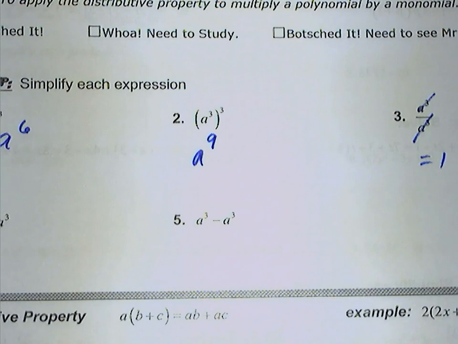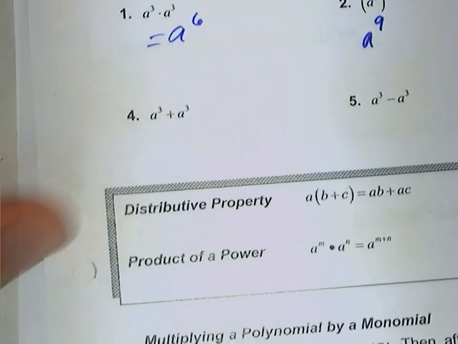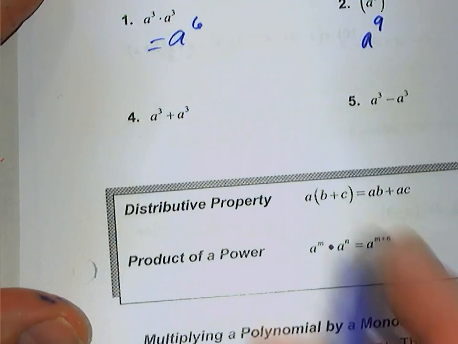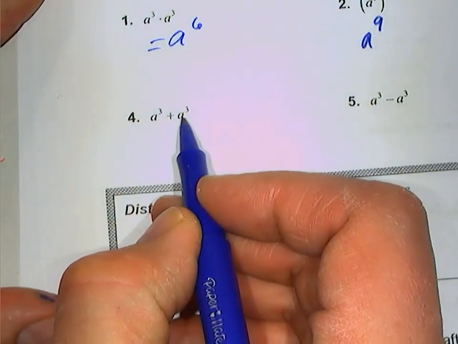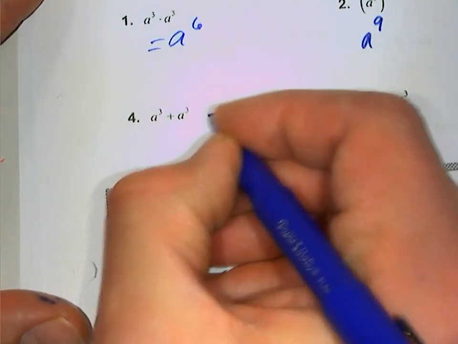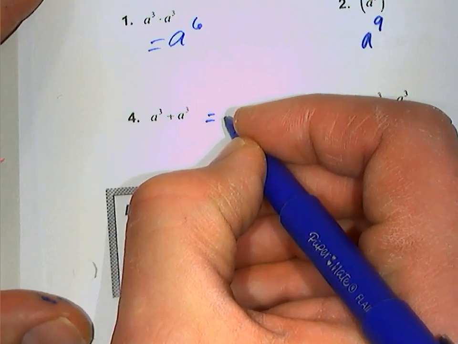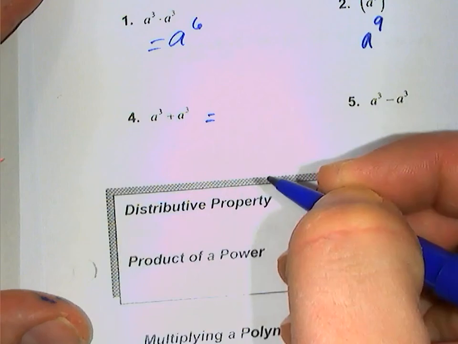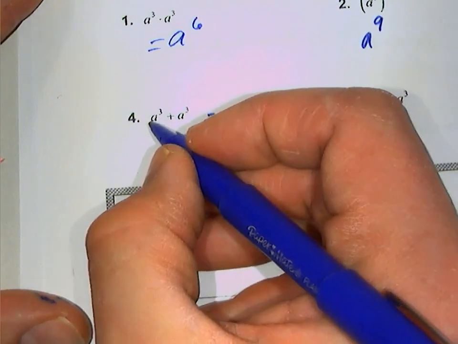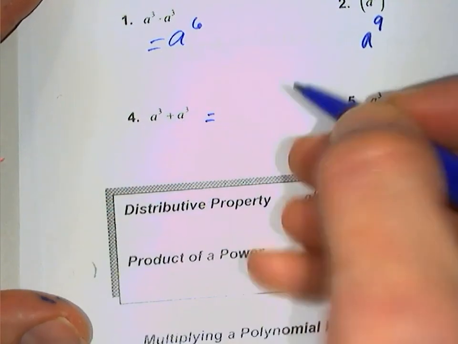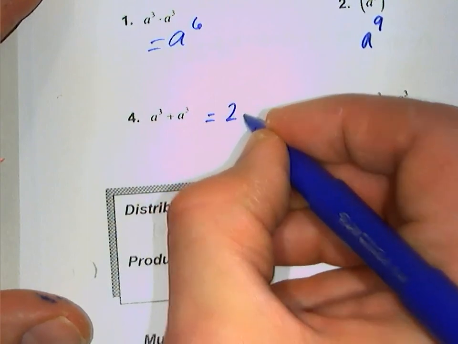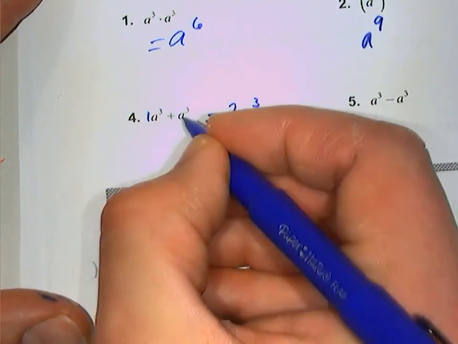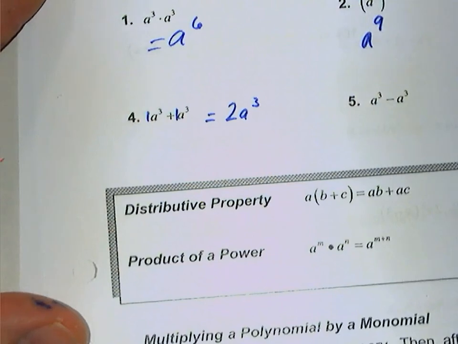Now, what we learned today or yesterday, the day before, adding and subtracting like terms. What's a cubed plus a cubed? How many of those do you have? Yep. How many? More. What's apple plus apple? What's a cubed plus a cubed? 2a cubed. If you need to, put little ones in front. We're adding 1 plus 1.